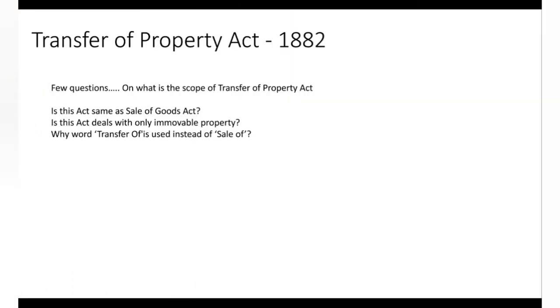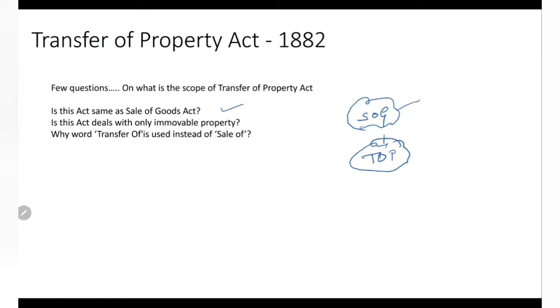When I started reading the Transfer of Property Act 1882, a few questions came up. Is this Act the same as the Sale of Goods Act? We know a Sale of Goods Act already exists for any kind of sale related to goods. Then what is the difference that the Transfer of Property Act deals with?